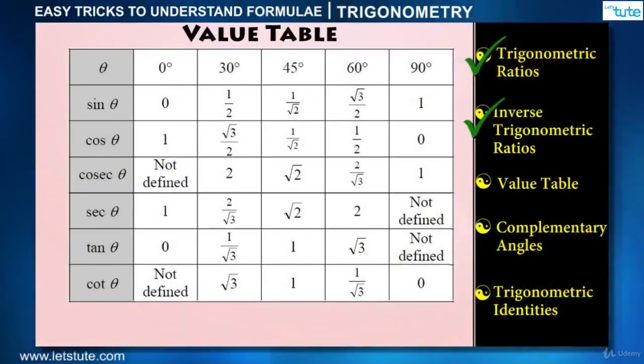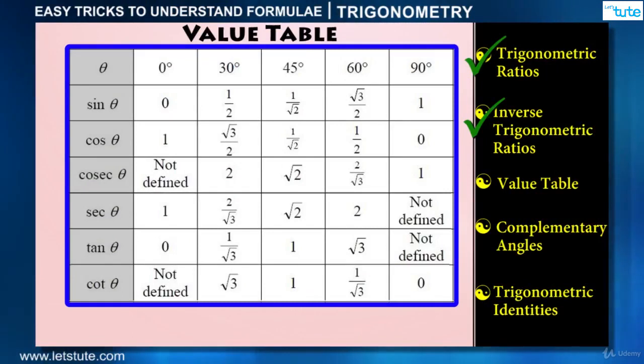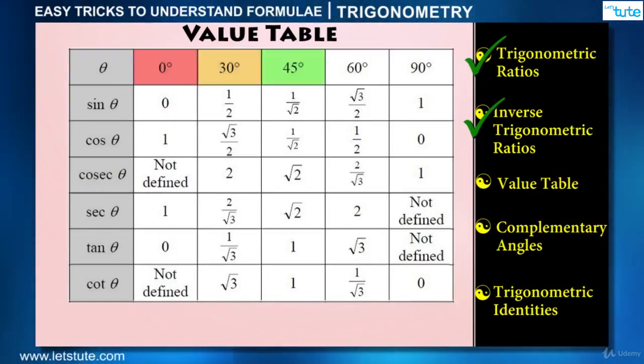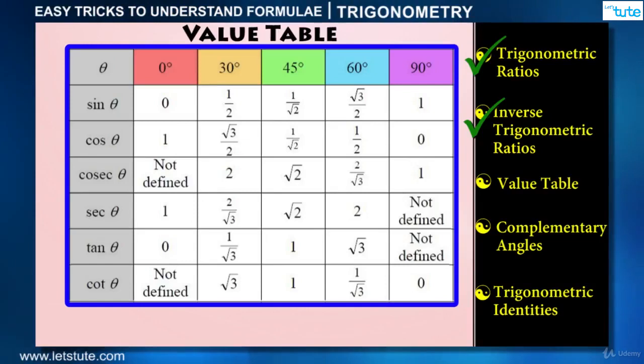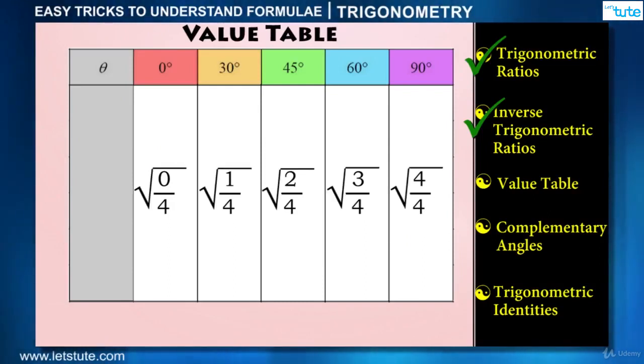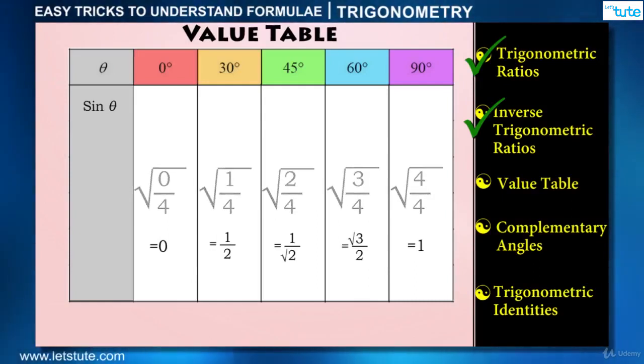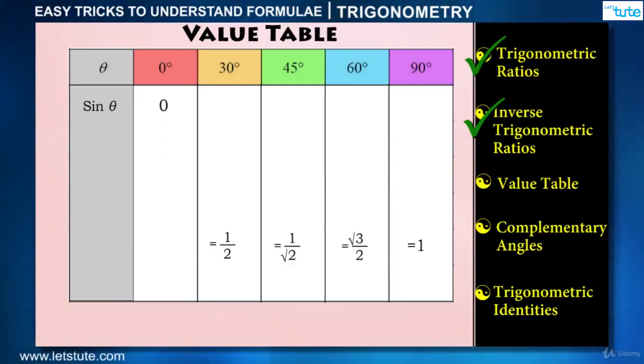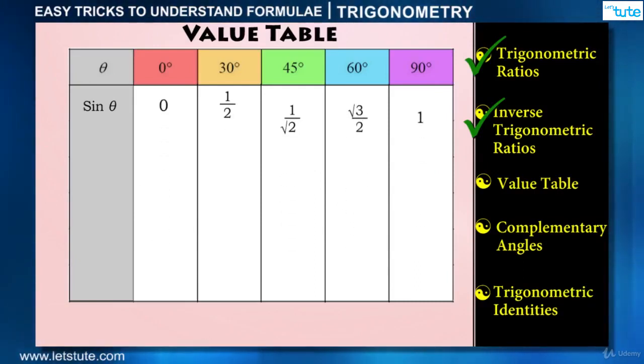So we are going to see a small trick to remember this value table for standard angles 0, 30, 45, 60 and 90 degrees. These values are very important and we often use them in solving trigonometric questions. So to build this entire table, we first write down the numbers from 0 to 4 below these angles. Now divide each of them by 4, then take the square root. And this is the value for our very first trigonometric ratio, sine. We read it as sine 0 is 0, sine 30 is half and so on.